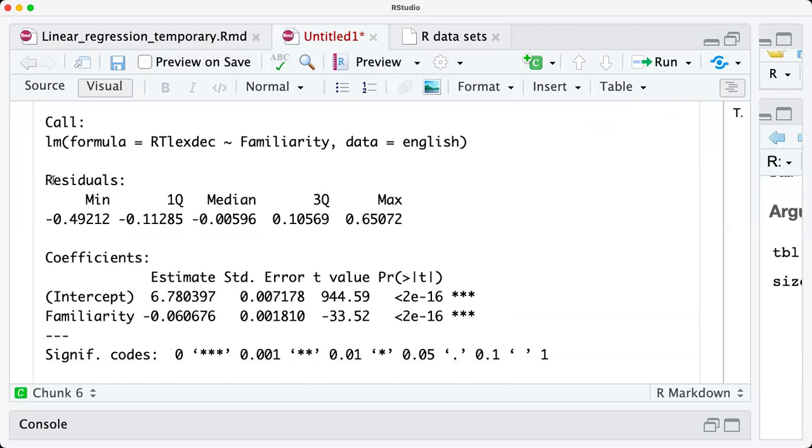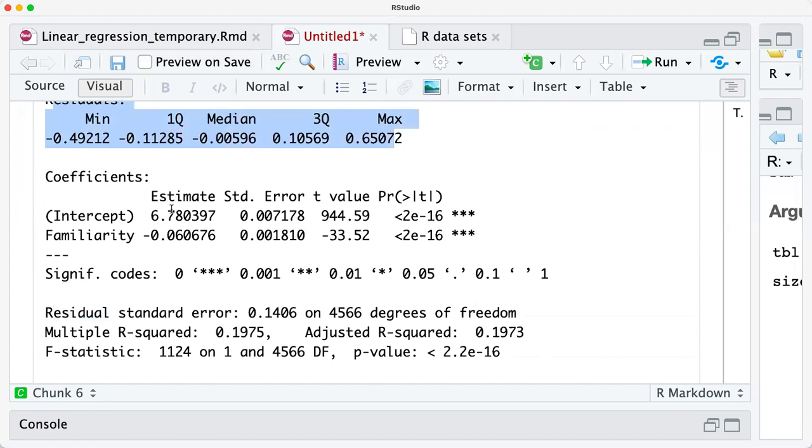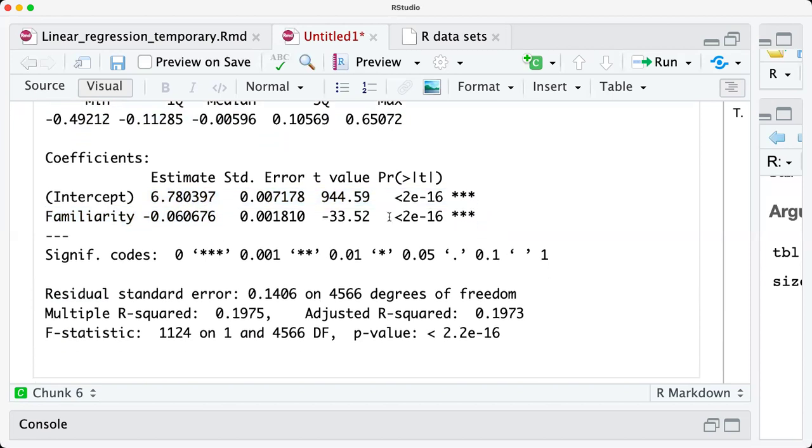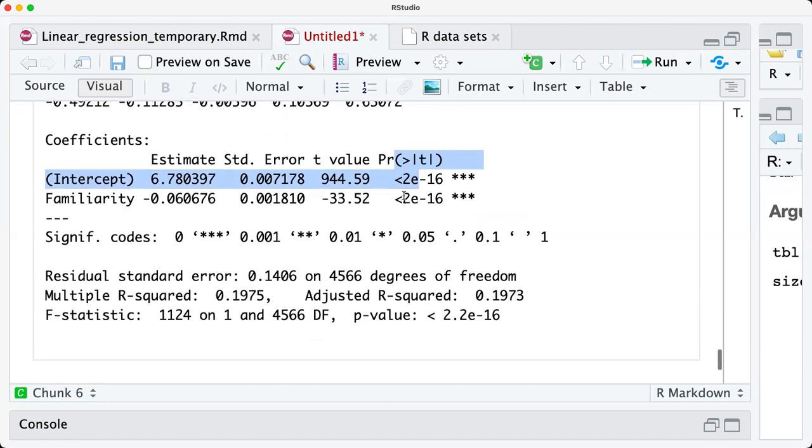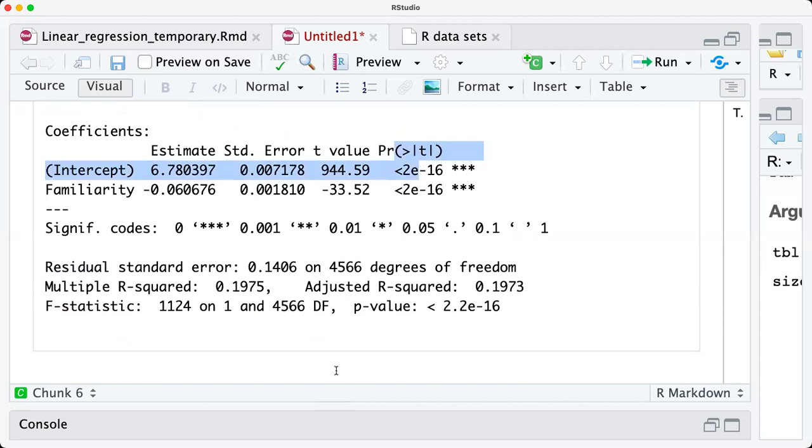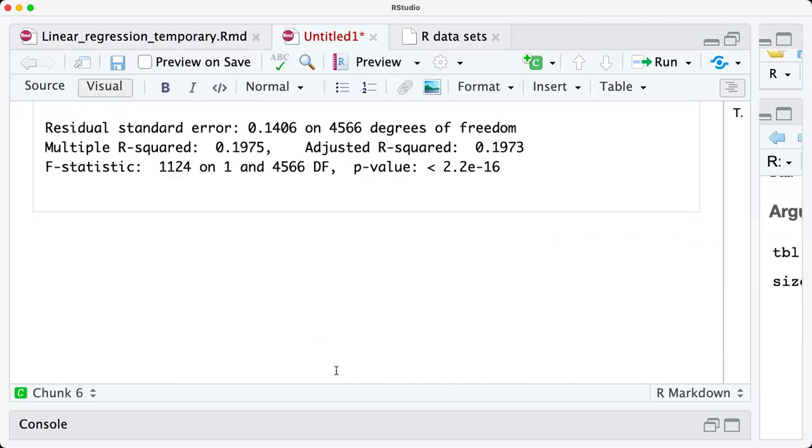Okay, this is some information about the residuals. The coefficients now. It gives us the estimate for the intercept and the slope. It gives us the t-statistic and the p-value associated to this t-statistic, which is here very small. So what does this p-value refer to?